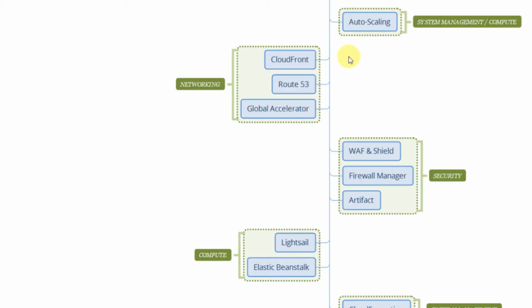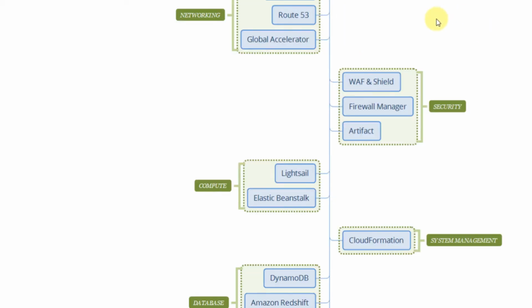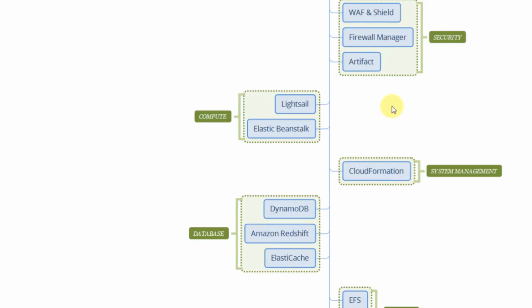Moving on to other parts of networking, CloudFront, Route 53, and Global Accelerator. And then the next important aspects in the security category, Web Application Firewall and Shield, Firewall Manager, and AWS Artifact. Then expand the compute category by learning about Lightsail and Elastic Beanstalk. CloudFormation comes next. It's a really important part of system management and in the operational excellence pillar in the well-architected framework, CloudFormation is a key service.